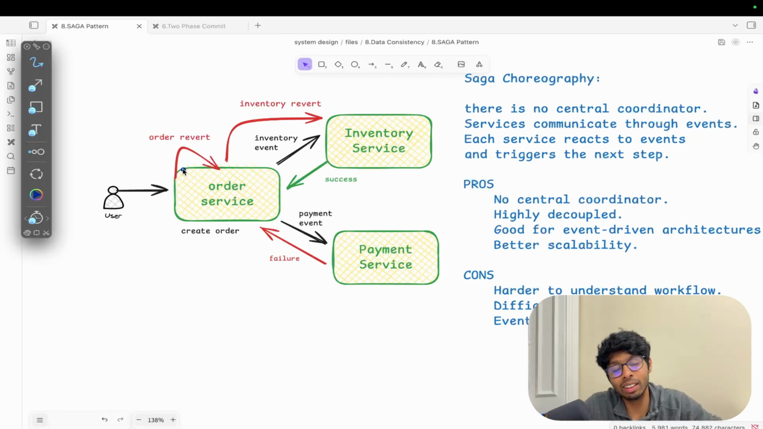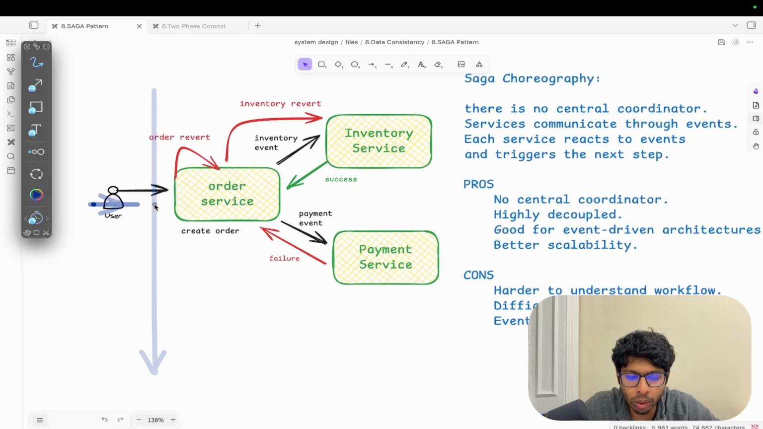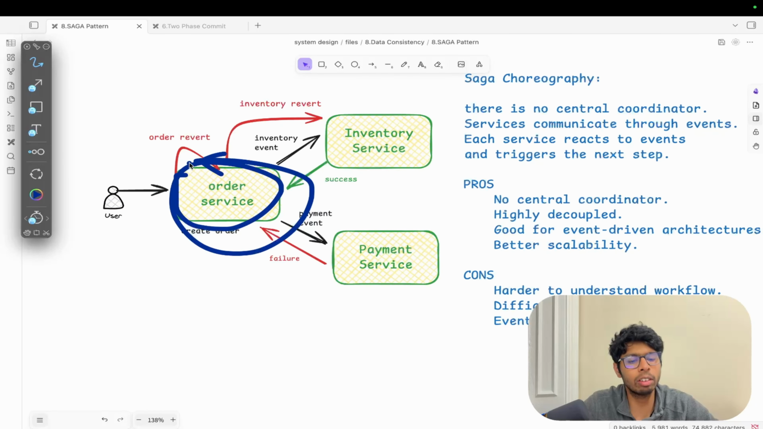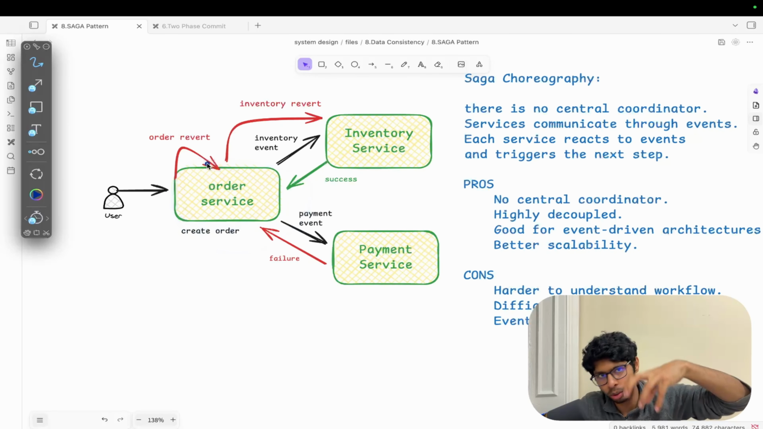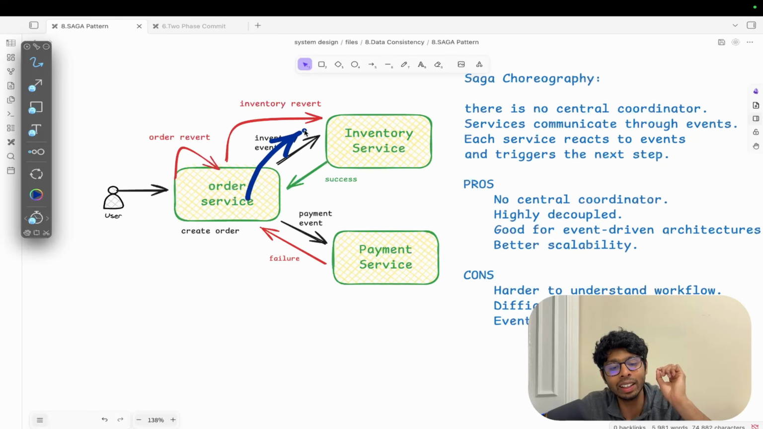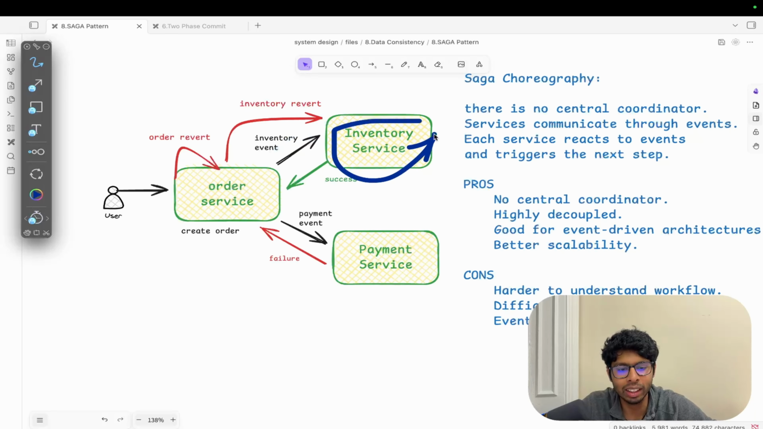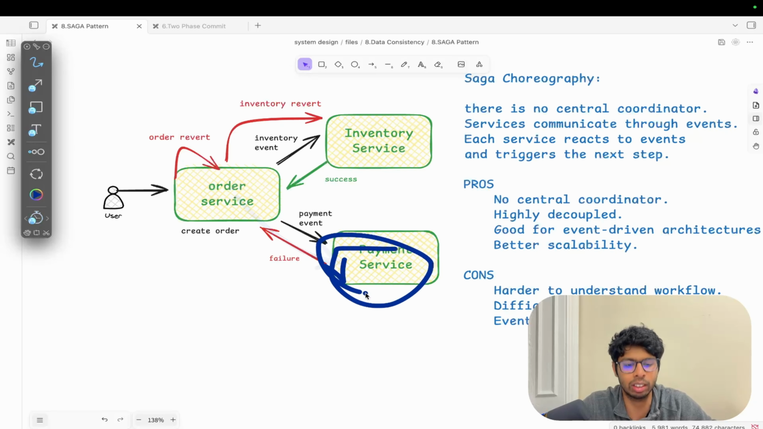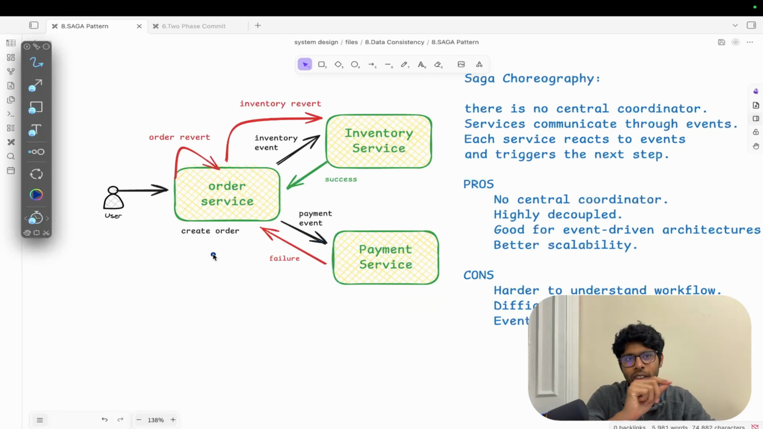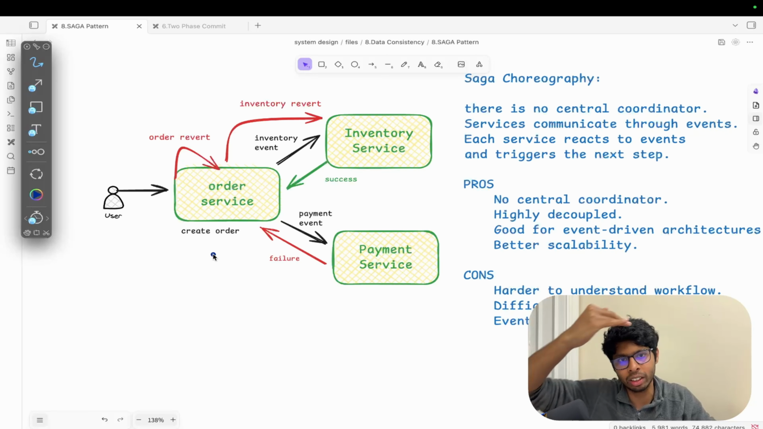Here everything is happening on the basis of events. Now what happens when the request comes? Order service will do its own thing, like its own transaction. After that it will send an event to the inventory service, yes, please do the transaction, and it will send an event to the payment service as well. So order service sends 2 events, one event to the inventory service and one event to the payment service.